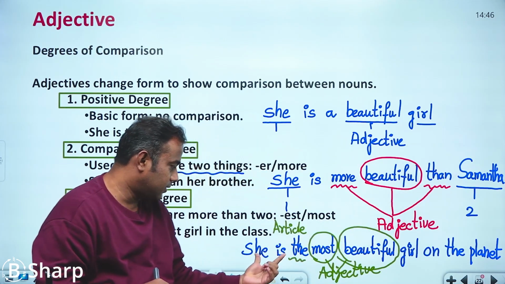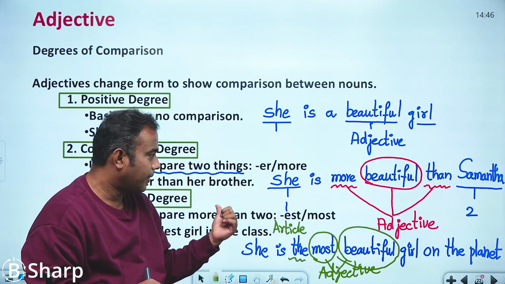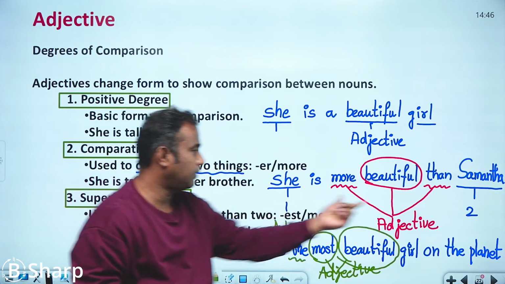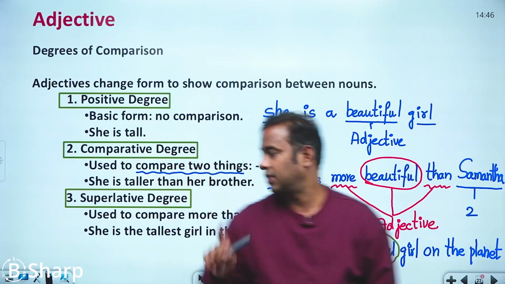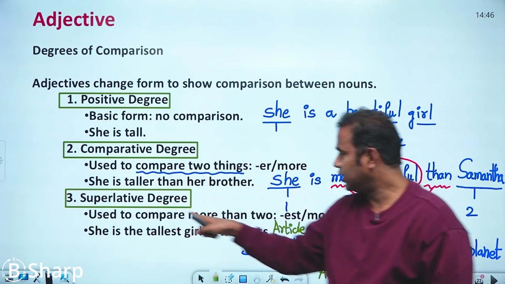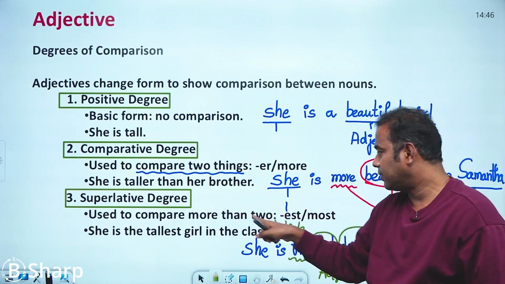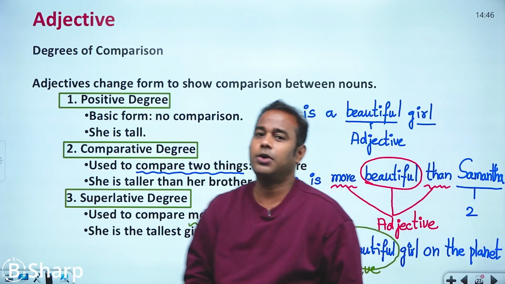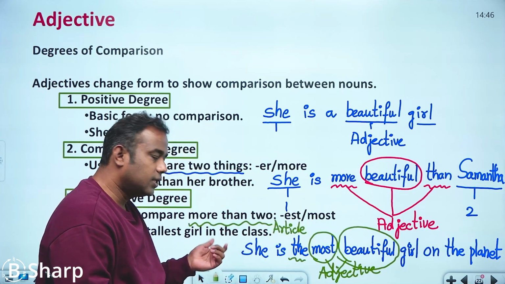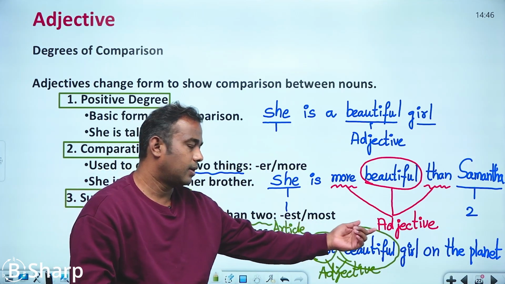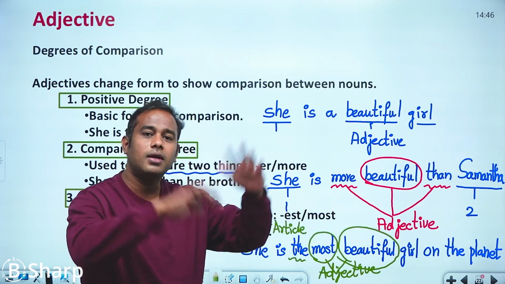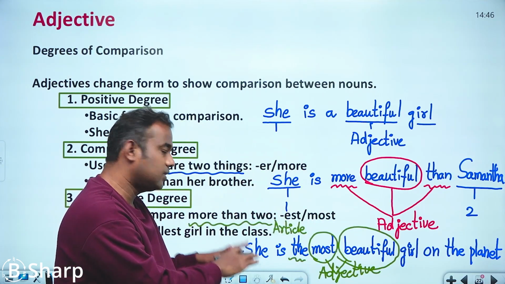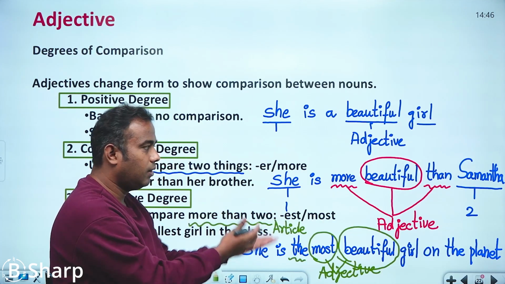Okay, I have said that whenever I am using the comparative degree, I must always compare between two people. So this is the first person, this is the second person. But look at the superlative. When you are using a superlative, you have to compare more than two. When you compare more than two, what happens is: she is the most beautiful girl on the planet. It means I am taking all the girls on the planet and comparing them with this girl, so this person is basically a very beautiful person.